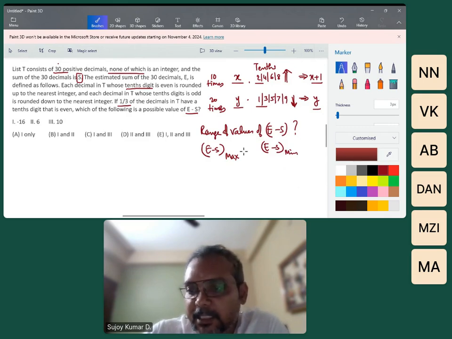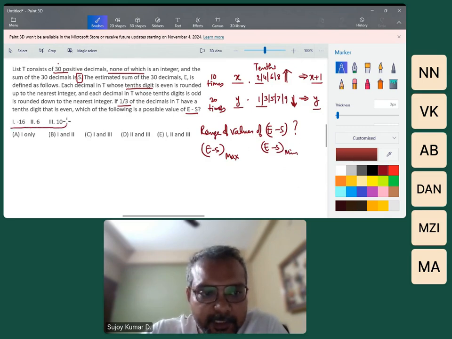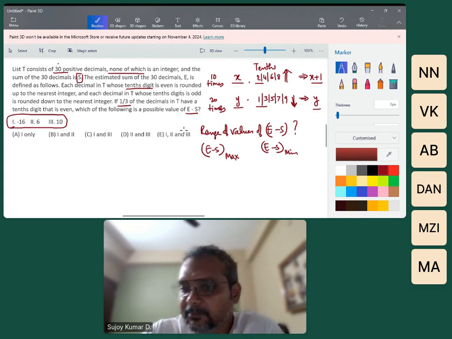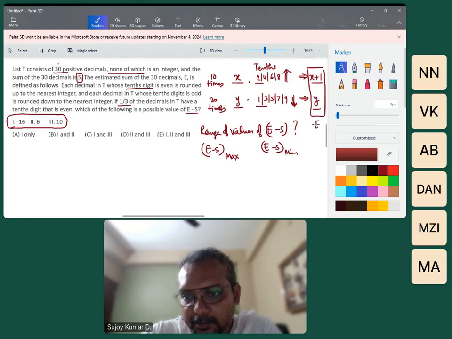If we can figure these out, we have to check which of these falls within that range, and accordingly we'll mark that these are possible, the others are not possible. Okay, that will be the strategy. So now let us look at this. How do we find out E minus S maximum? E is, remember, this is E, the estimate, not the actual. Okay, E is the estimate.